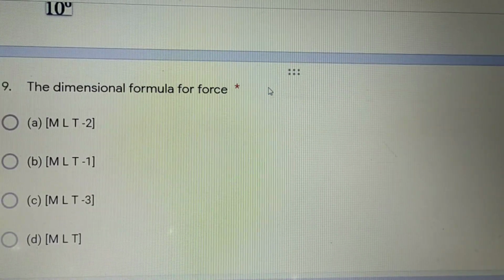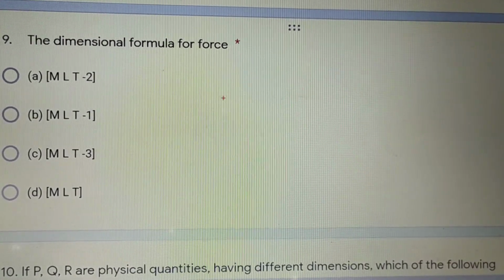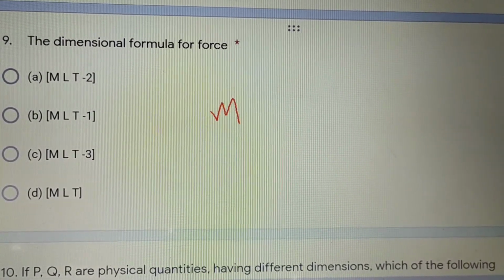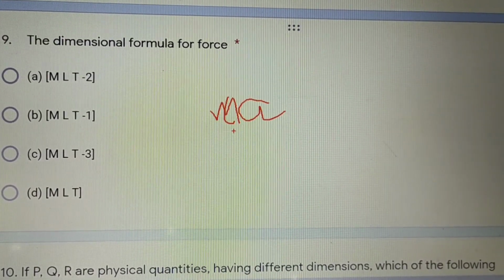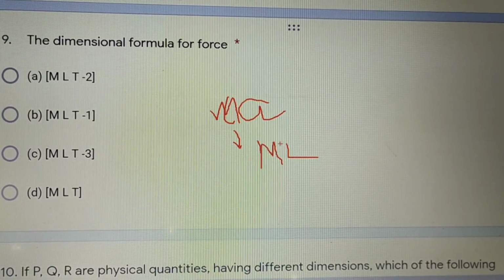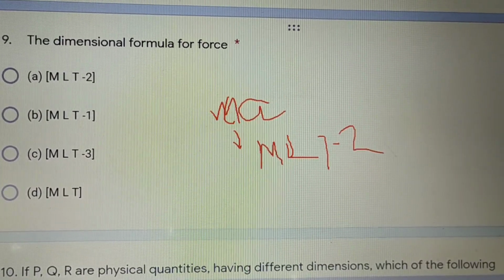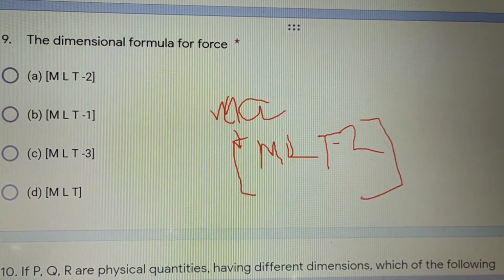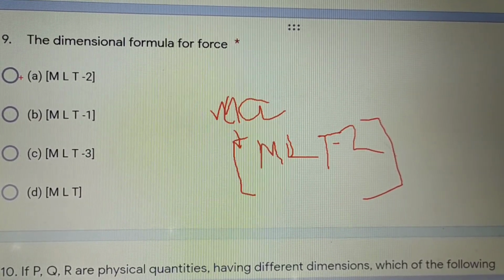The next question is, we have to find the dimensional formula for force. We already know force is equal to mass into acceleration. We can write mass as M, and acceleration as L T minus 2. This is how we write acceleration, LT minus 2. So the dimensional formula for force is M L T minus 2. Which one of the following is correct? Option A. Now let us move to the next question.